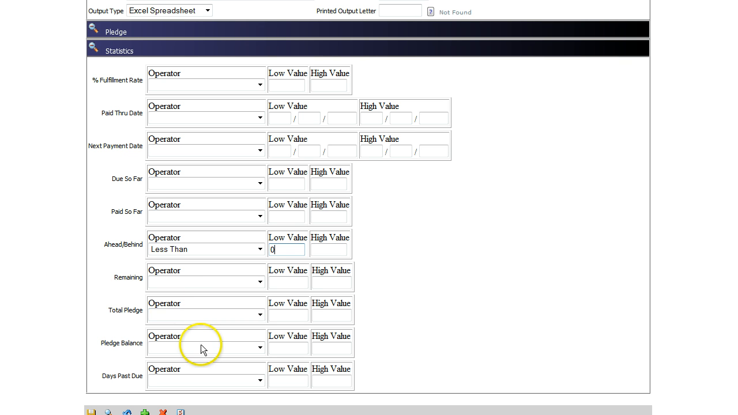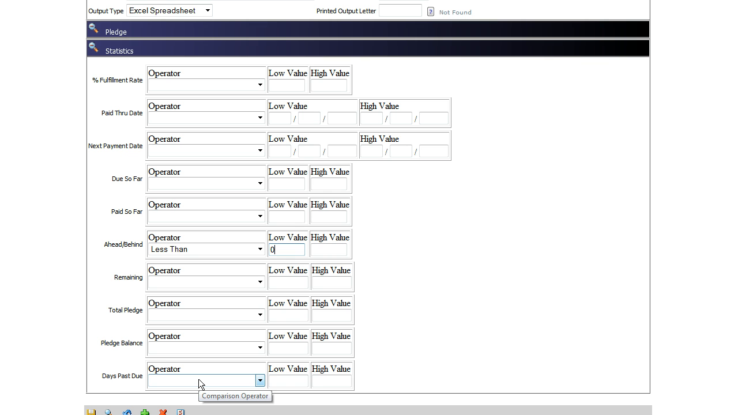start and stop dates. Pledge balance is the total pledge minus the paid so far. So that says, okay, the total pledge is $1,000 and they've paid $500 so far, so the balance is $500. So once again, this pledge balance field only works if you're using stop dates for your pledges, because it's based on this total pledge field.